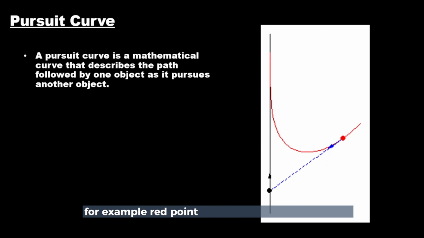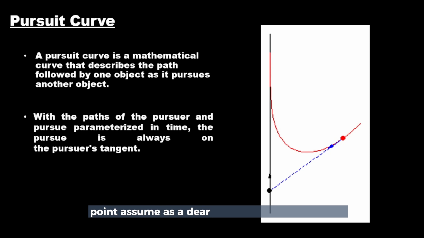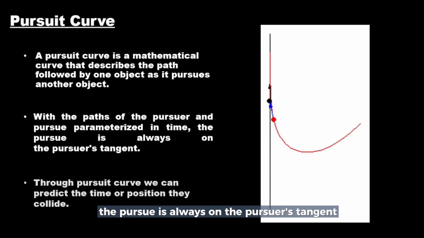For example, the red point is assumed to be a leopard and the black point a deer. With the paths of pursuer and pursued parameterized in time, the pursued is always on the pursuer's tangent. Through the pursuit curve, we can predict the time or position they collide. We can apply a first-order ordinary differential equation to solve the pursuit curve problem.